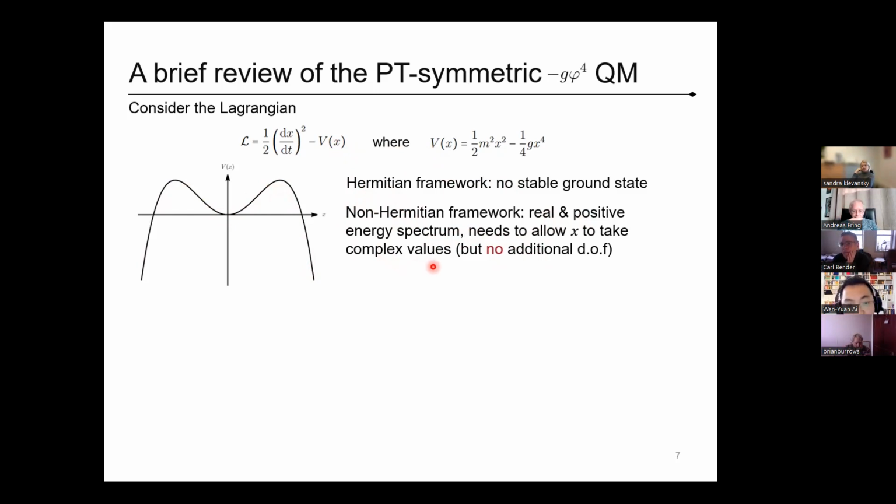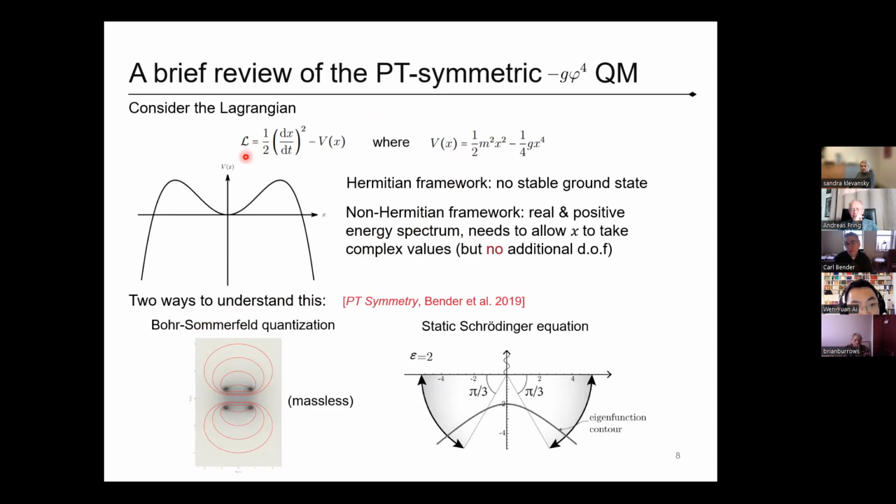But this does not mean that we introduce an additional degree of freedom. We still have one degree of freedom, but we just deform x from the real line to a contour in the complex plane. There are two ways to understand why this theory can have a real and positive energy spectrum. First, we can understand this from the Bohr-Sommerfeld quantization. Once we allow x to take complex values, we can look at the classical motions of this particle in this potential. This plot is taken from the book PT Symmetry, and it is only for the massless case. But we can see that the trajectories of this particle are closed, and therefore we can apply the Bohr-Sommerfeld quantization formula to obtain approximately the energy eigenvalues.